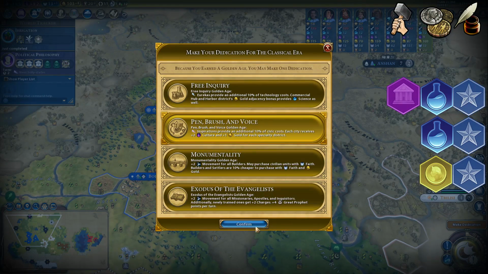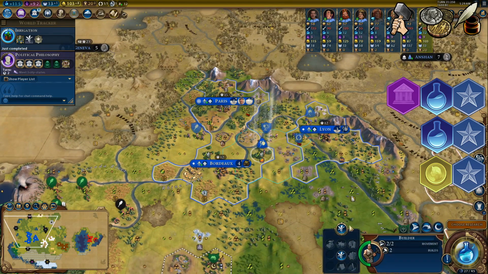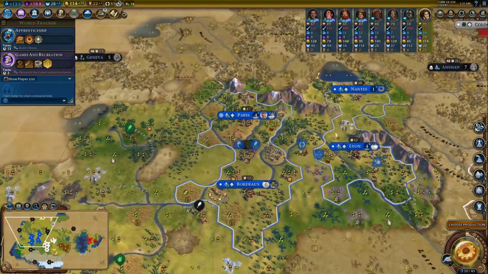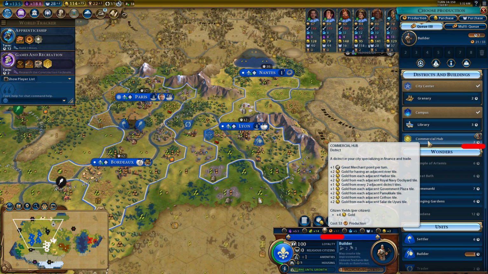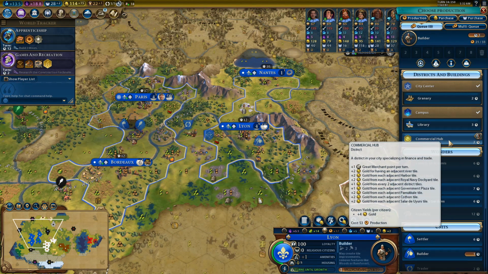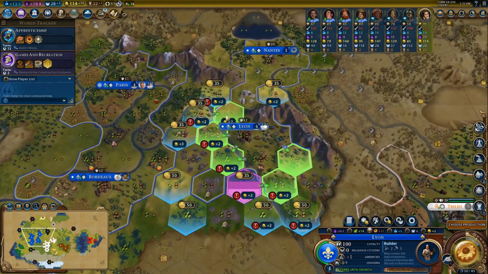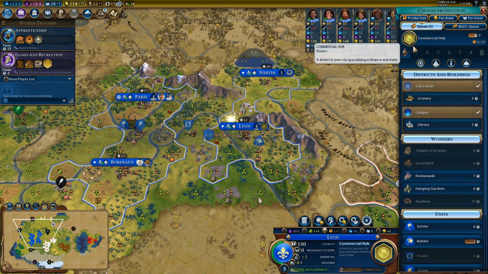Paintbrush and Voice is the most popular dedication and it stacks well with the district spam gameplay. Government Plaza is finished this turn. According to the discount table, we can build a second discounted commercial hub. But once again, the game is trolling us. As you can see, it costs 53 production, but it is a bug, since we can't build it in 2 turns. It might be the same bug we had earlier, but in the current condition I'm sure that the discount is on. After the district was placed, the visual bug was gone and its cost magically changed.